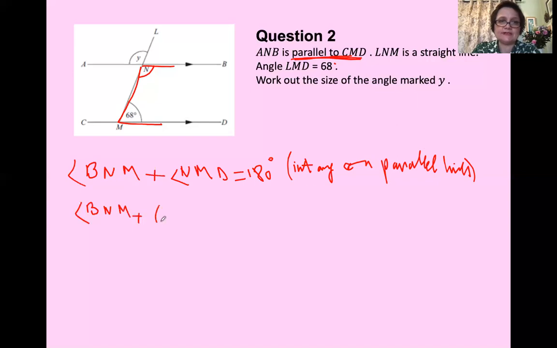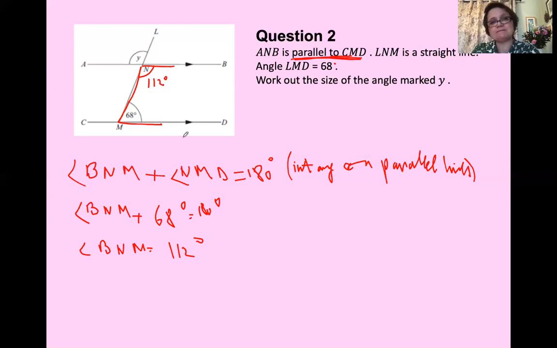plus, now substitute, 68 equals 180. So angle BNM equals 112 degrees. And it is very important to label it in the picture, 112 degrees. Now we did say in the beginning that angle Y is equal to BNM. Angle BNM equals 112 degrees.